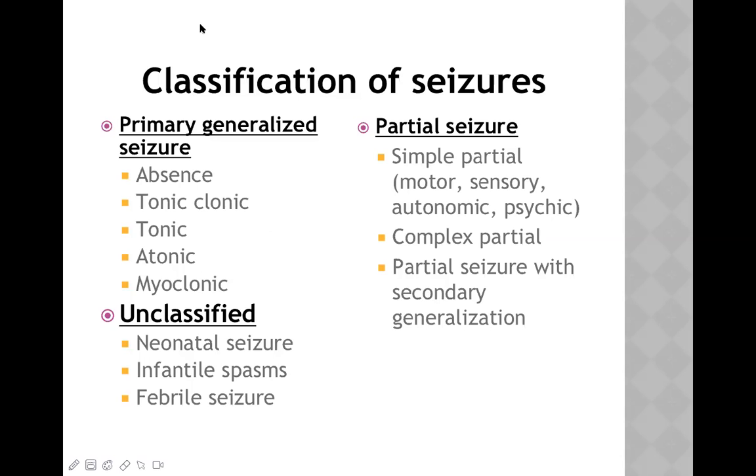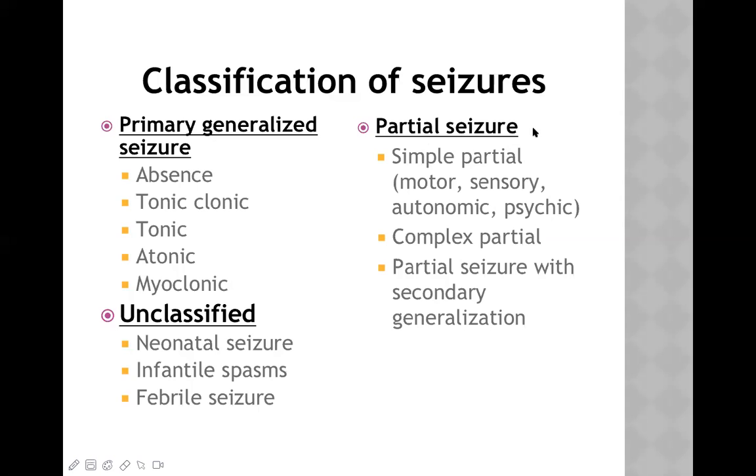Now, there is a reason the term primary generalized seizure is used. There is one variety of partial seizure which is secondary generalized, meaning it starts as a partial seizure, then it involves the whole body. So this is partial seizure with secondary generalization. Just to differentiate these generalized seizures from that condition, the term primary generalized seizure is given.